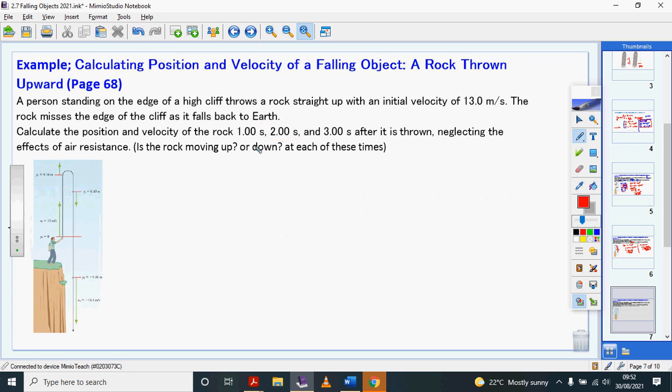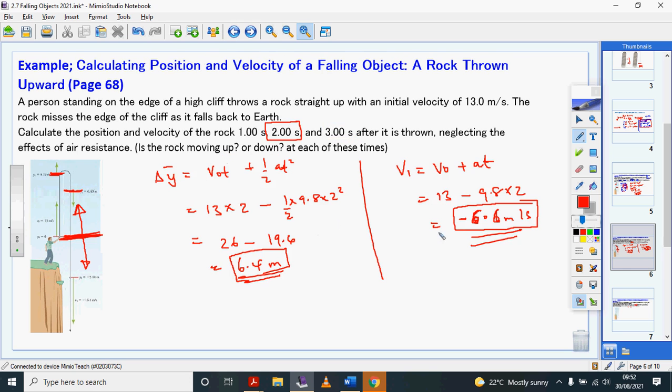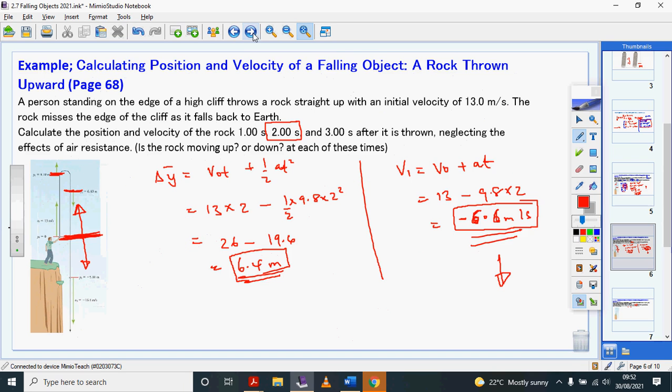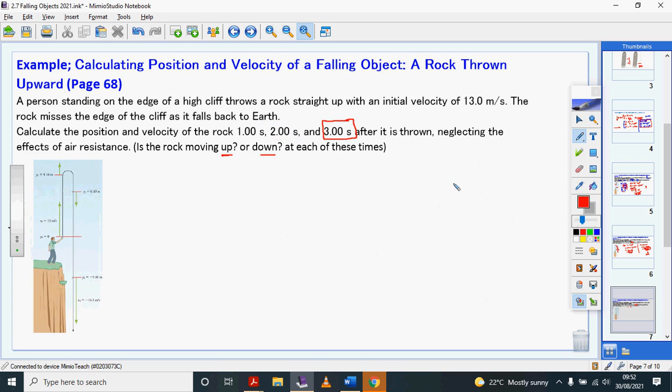So I trust that you can follow the same exact steps and find the values for number 3, and then you can tell whether it's moving up or down. For this one, it will be moving down because the velocity is negative, and for this one, it would still be moving up because the velocity is still positive and its displacement is still positive. This one is down because velocity is negative and displacement is positive. And I guess this one will be moving to the right. You let me know.